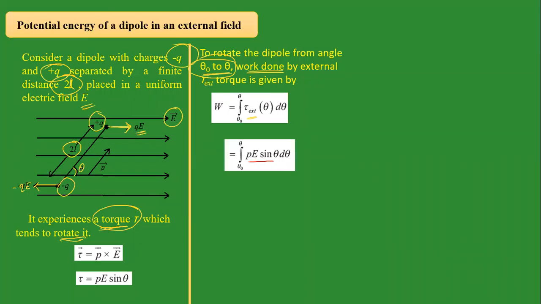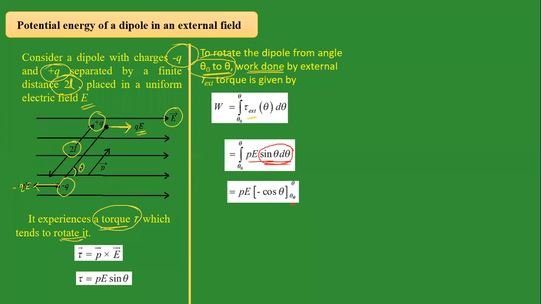Now p is the electric dipole moment, E is the electric intensity, both are constant. Take them outside. So pE we have taken outside, and integration applies to sine theta d theta only. Integration of sine theta d theta is minus cos theta, within the limits theta 0 to theta. So that limit we write at the end.